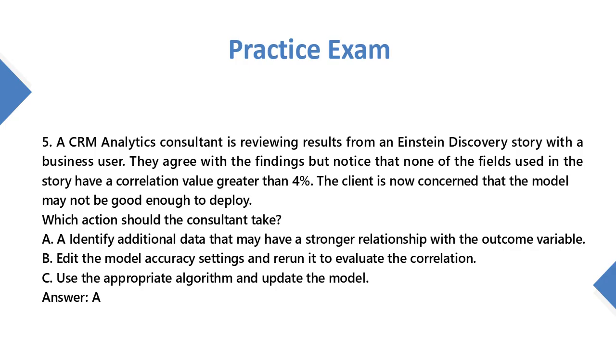A. Identify additional data that may have a stronger relationship with the outcome variable. B. Edit the model accuracy settings and rerun it to evaluate the correlation. C. Use the appropriate algorithm and update the model. Answer: A.